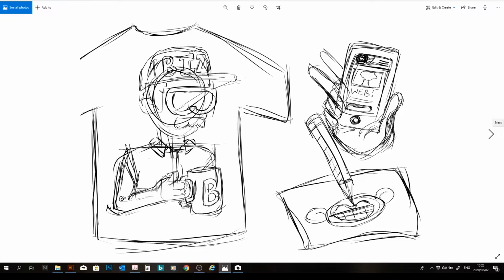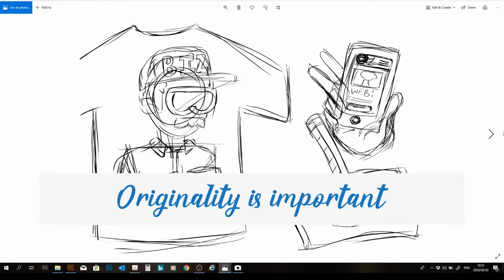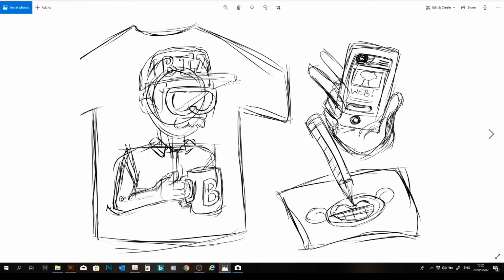So what I decided was, I want this to be as unique and as professional as we can get it. It would be easy just to take designs from other websites and try to just use that.